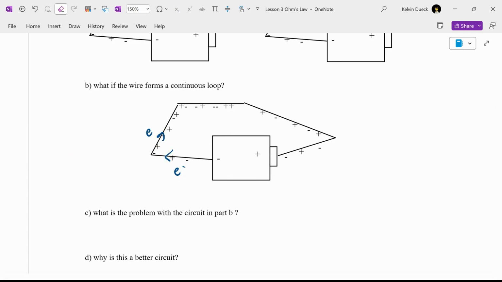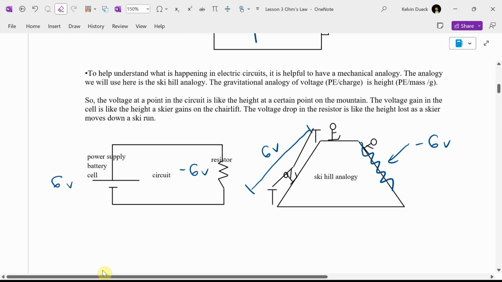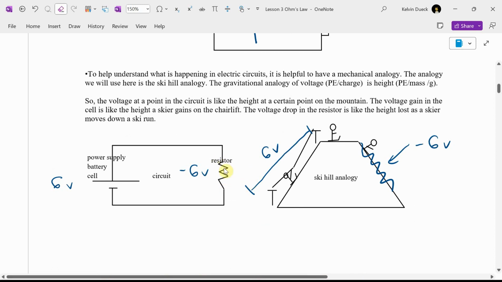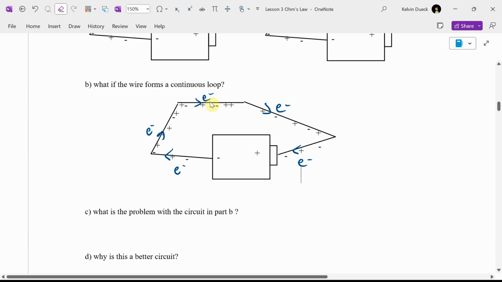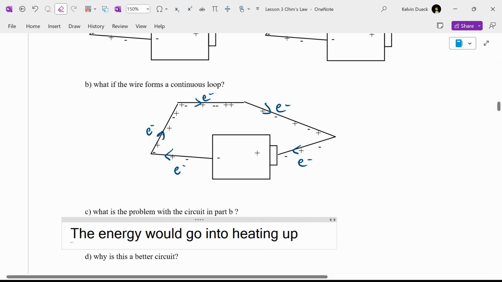Well, now you'll have electrons moving through the wire to get to the protons, because unlike charges attract. Now, this particular circuit here is a bit of a problem because voltage is the amount of energy per coulomb. Here, the charges are getting back to the bottom of the chairlift, but they have to lose that energy. Where is that energy going to go? In this previous circuit, the energy would go into the light bulb or the electric motor or whatever resistor there was. Here, the only place the energy can go is into heating up the wires.